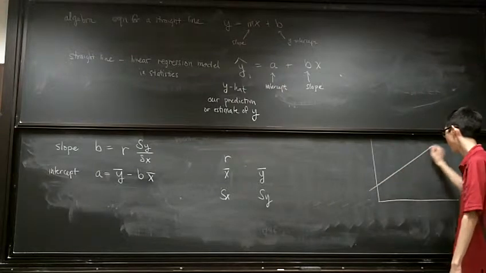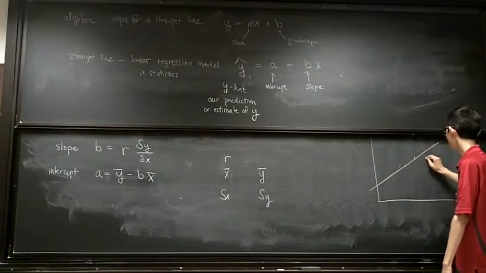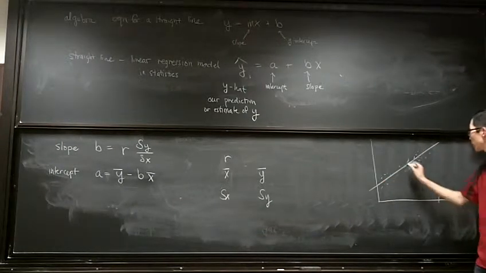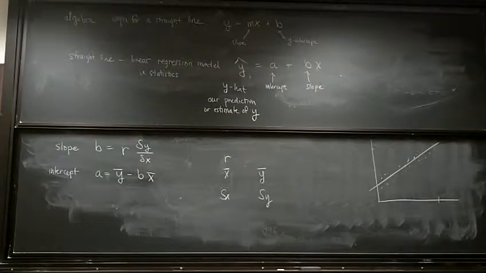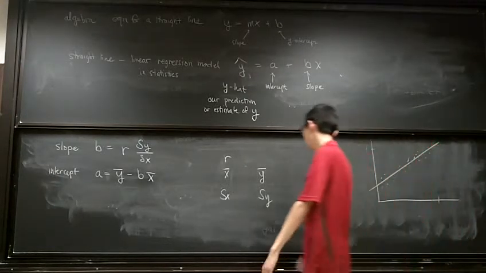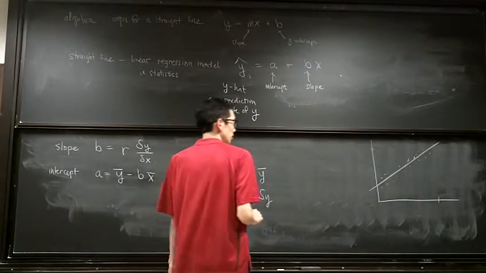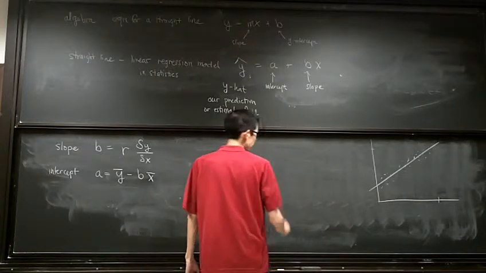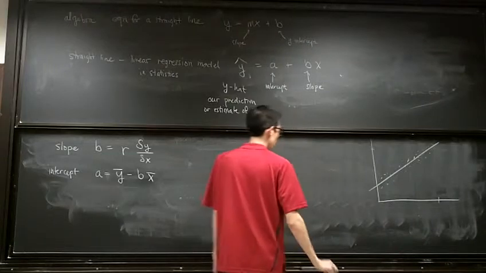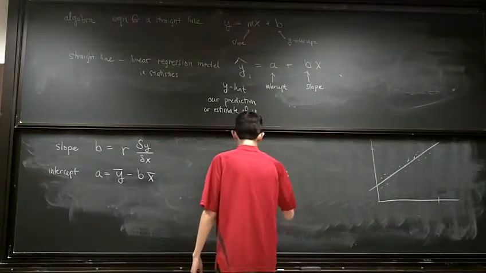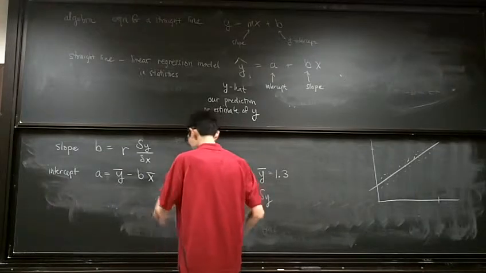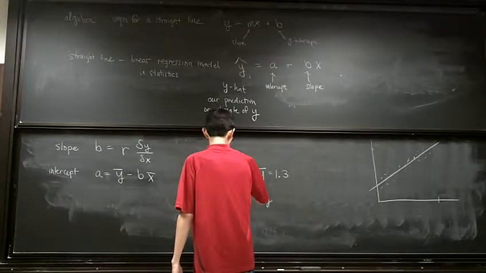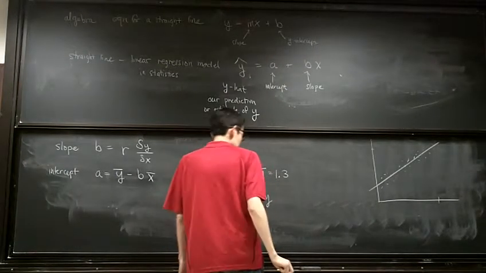And then, this is, we're going to predict the miles driven. So let me do, X bar is equal to 30, Y bar equals 1.3, and R is equal to 0.8, S sub Y.